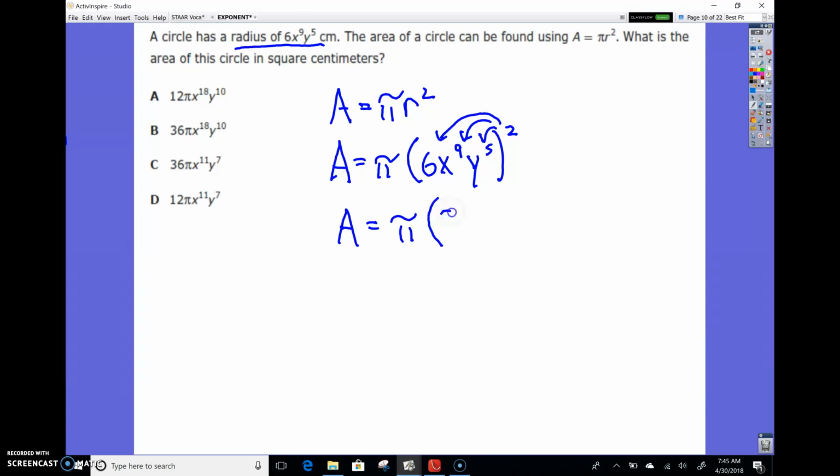Six times 6 is 36. Then we add and multiply. 9 times 2 is 18. Y is 10. Okay, all they do is put the 36 in front, and you should have your answer.